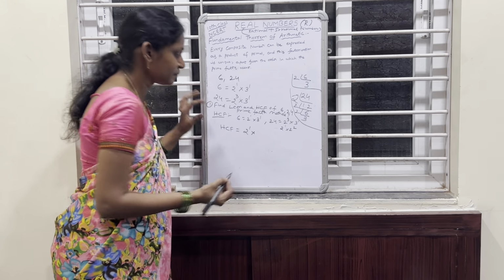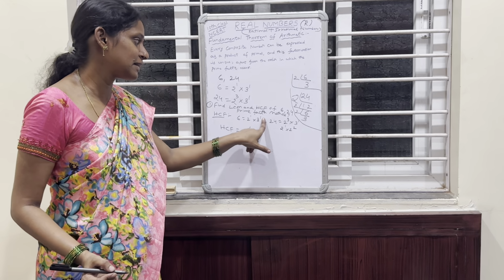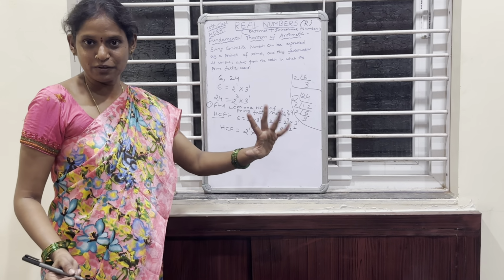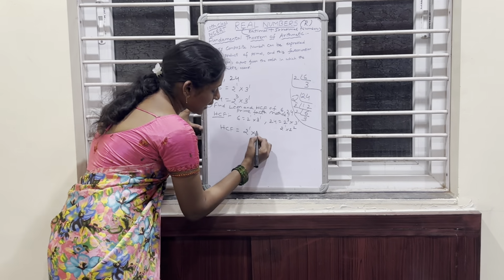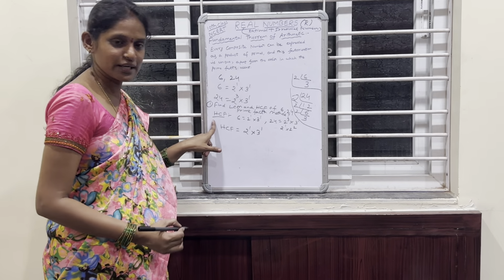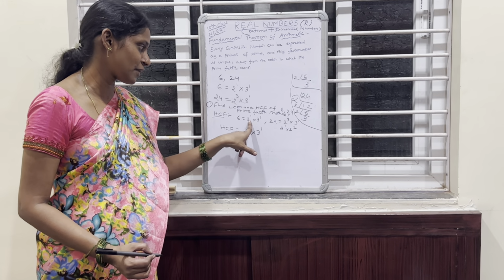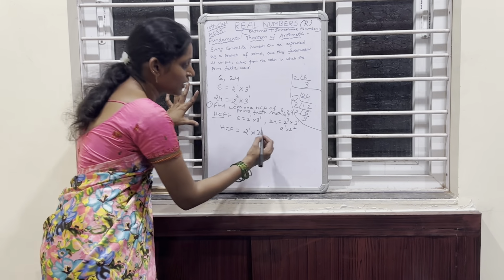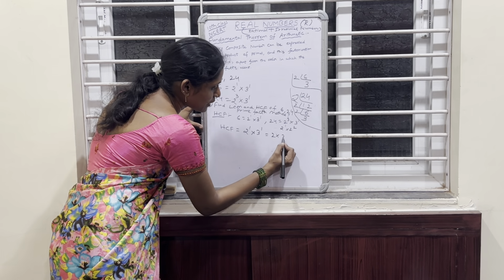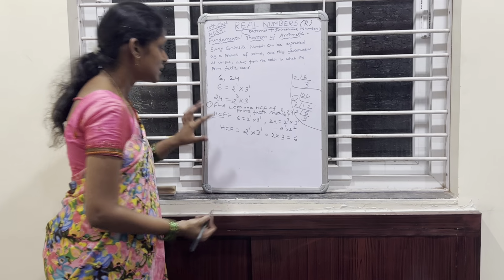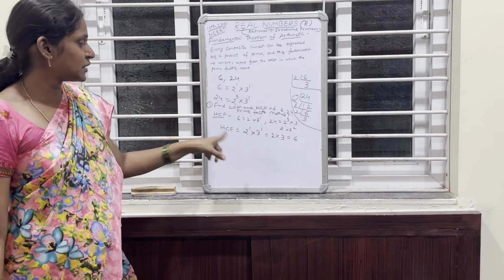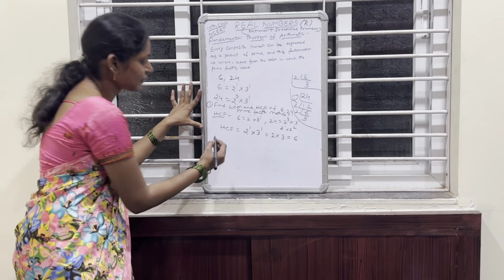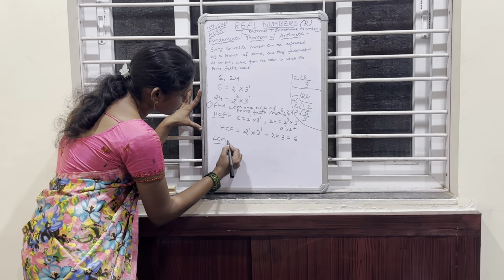Next, 3, how many times common here? 3 one time we got here, 3 one time we got. So common. HCF means highest common factor. So highest common factor: 2 highest one time, 3 highest one time. So 2 power 1 means 2, 3 power 1 means 3, 2 times 3 is 6. So 6 is the HCF. I used here the prime factor method.